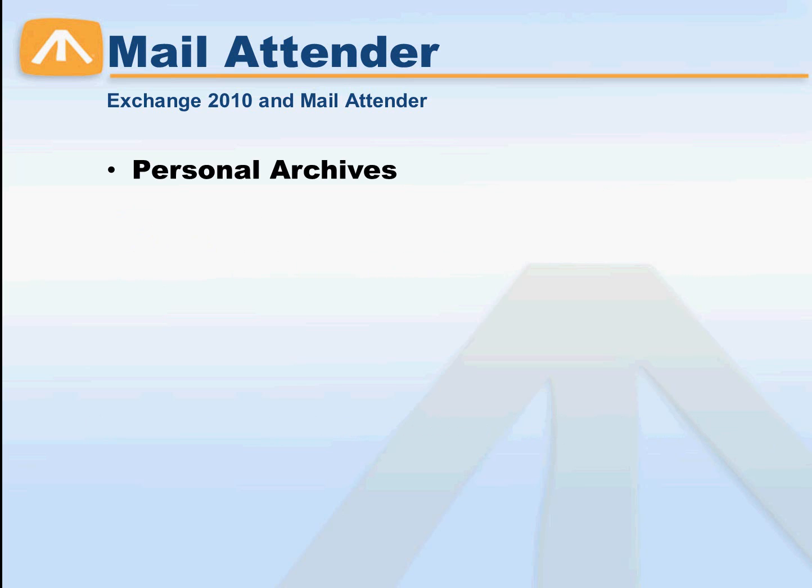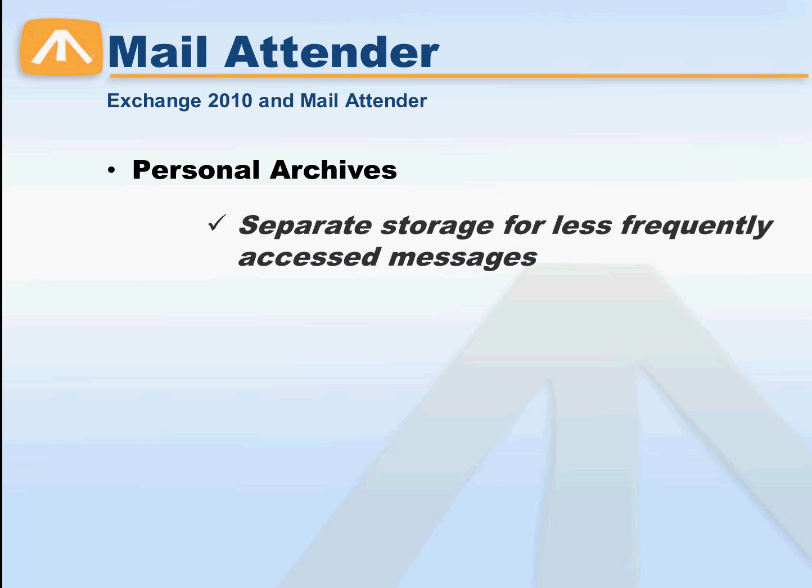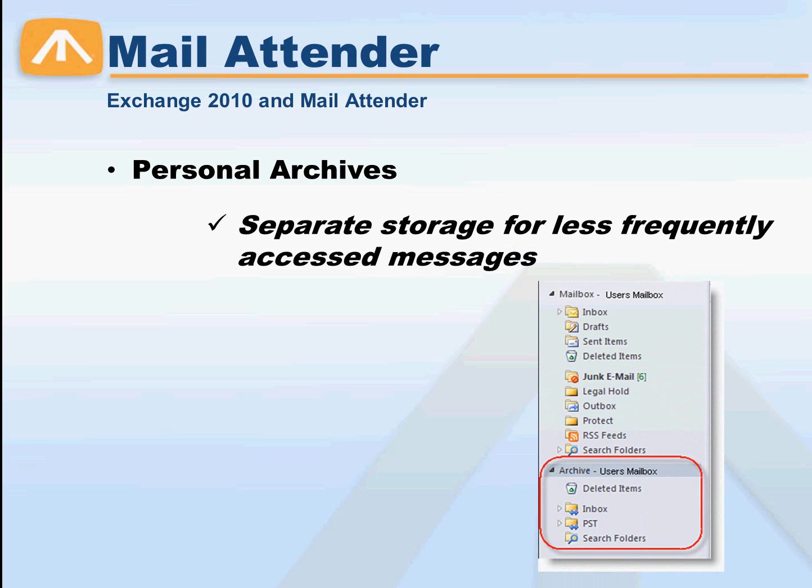With Exchange 2010, each user in the Exchange environment can now have a secondary archive mailbox with a separate quota size independent of the primary mailbox. This allows the user to retain older or less frequently accessed messages while also freeing up storage space and reducing workplace clutter. For the end user, the archive looks like another folder within Outlook.